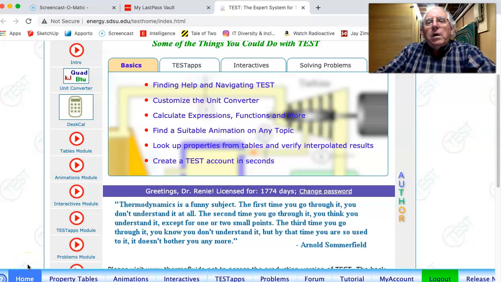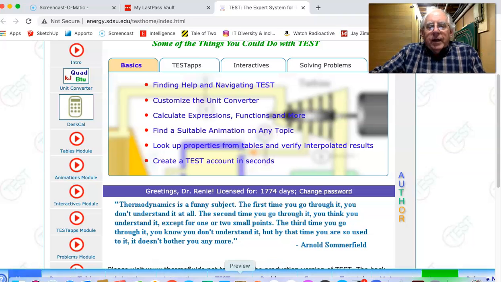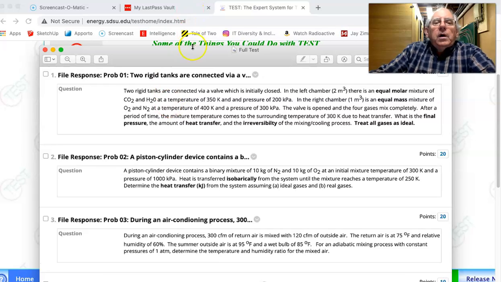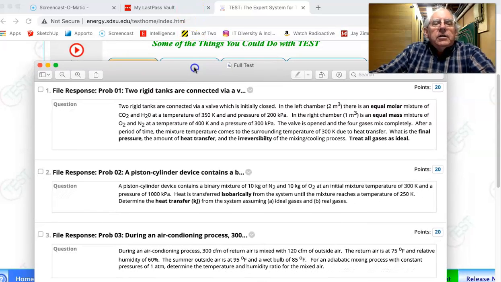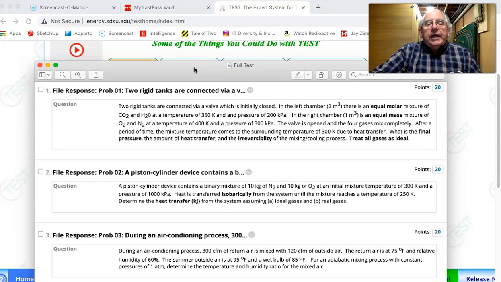Okay, this first video will be looking at the first problem on the test. I'll bring that up here. Okay, we see on this first problem, worth 20 points, that we have two rigid tanks that are connected via a valve, which is initially closed.